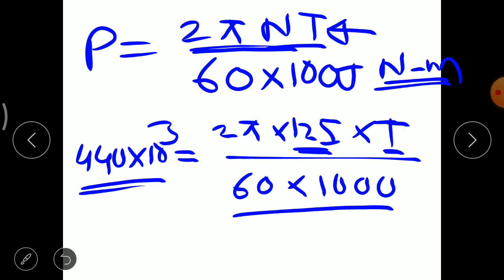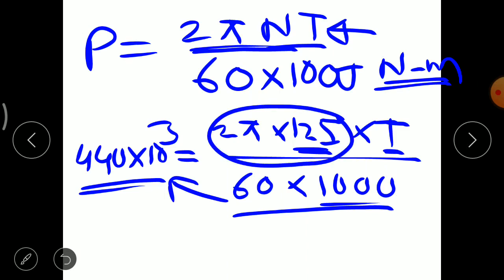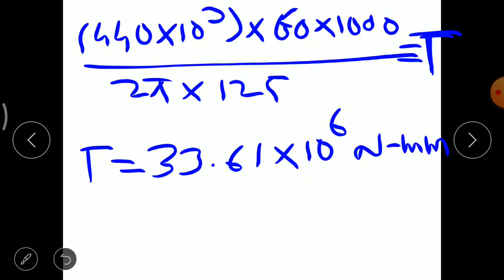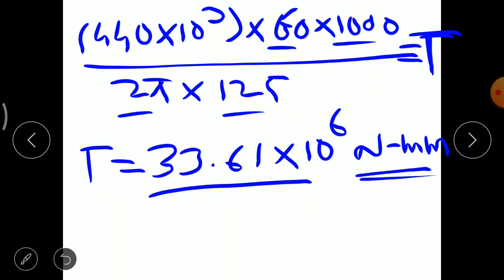Here you have to cross multiply by 60 into 1000, multiplied by 440 into 10 raised to 3, and divide by the term 2 pi into 125. We have the expression 440 into 10 raised to 3 multiplied by 60 into 1000 divided by 2 pi into 125, and we will get the value as 33.61 into 10 raised to 3 in Newton mm. This is an important one, that is the first value of torque.